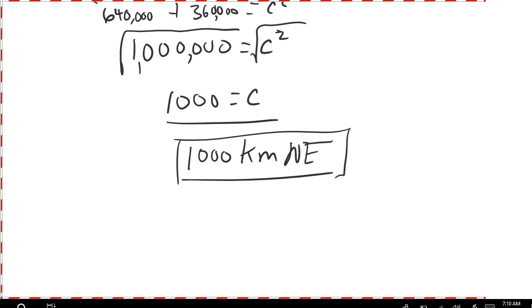Okay, the next problem we're going to do is application on page 218.